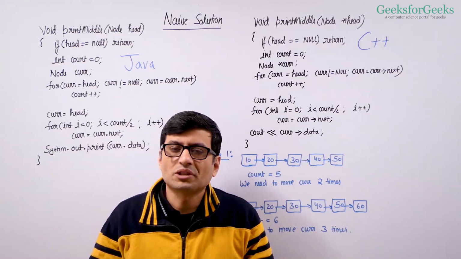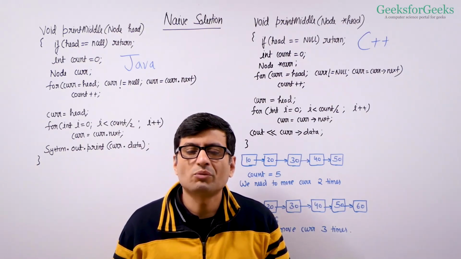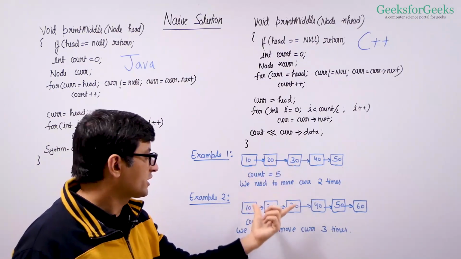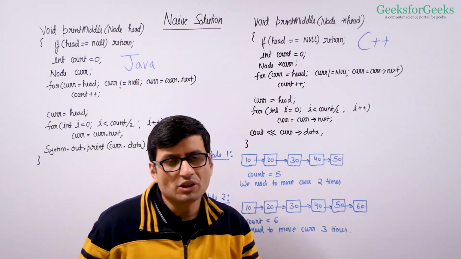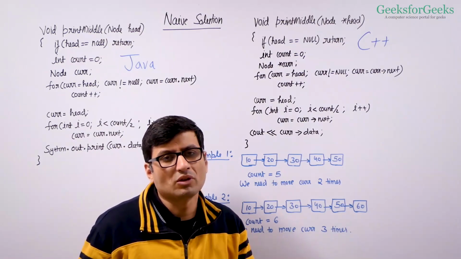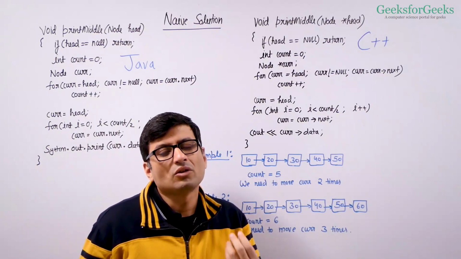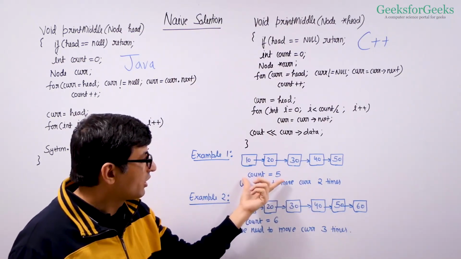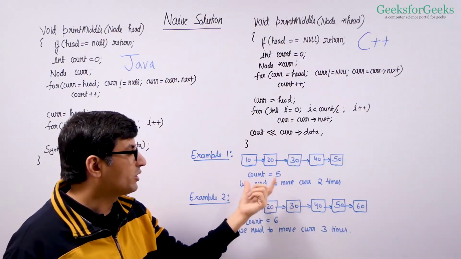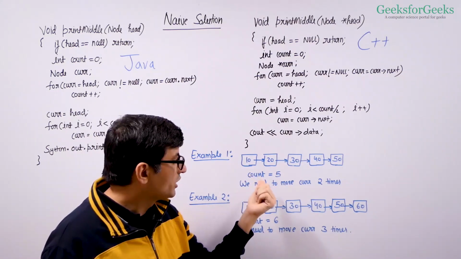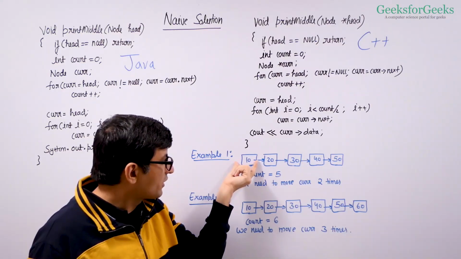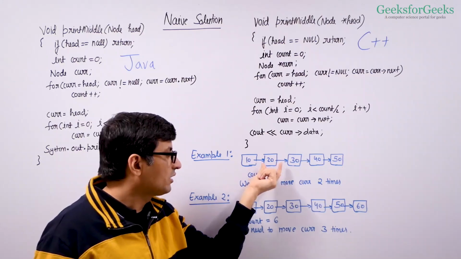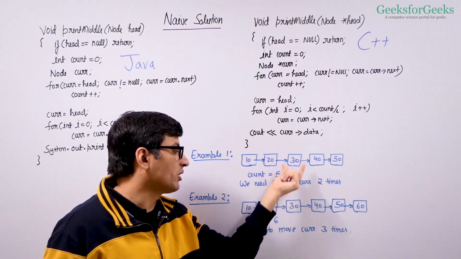The idea of this naive solution is simple. First we count how many nodes this linked list has. For example, this linked list has 5 nodes and this linked list has 6 nodes. Once we have the count, we run a loop from 0 to count by 2 to move the current from head to the middle node exactly. For example, count is 5 here, count by 2 is going to be 2. So we are going to move this current pointer or reference that begins from the head 2 times. First time when we move, it will come to 20. Next time when we move, it comes to 30, which is the middle node.